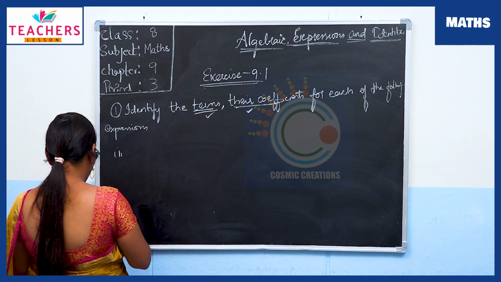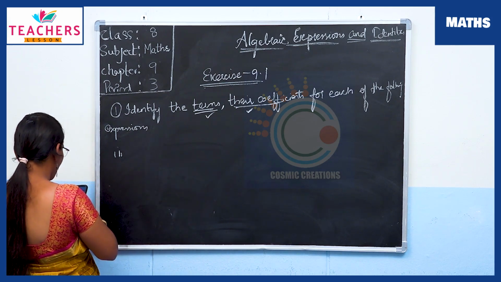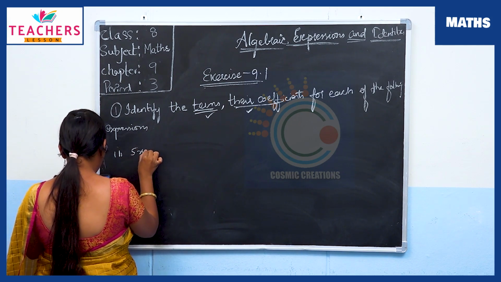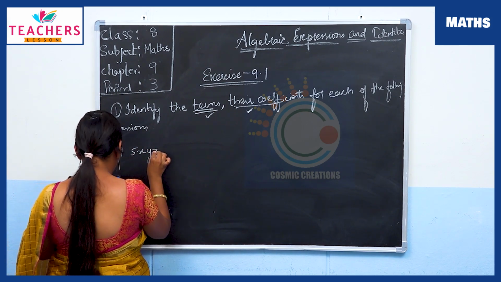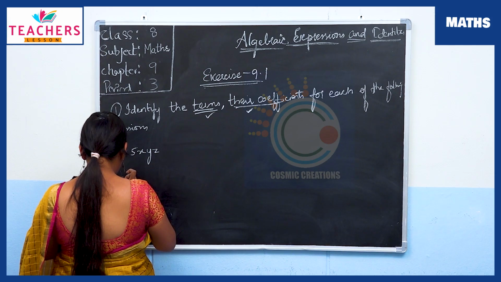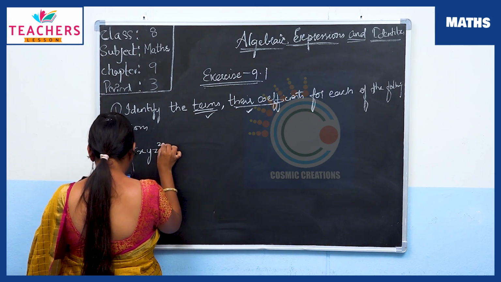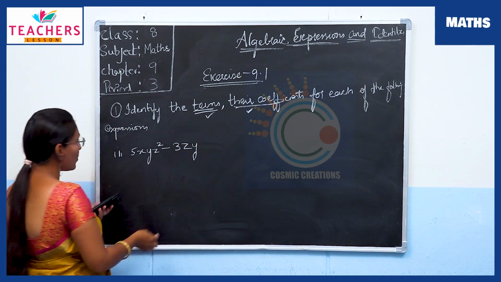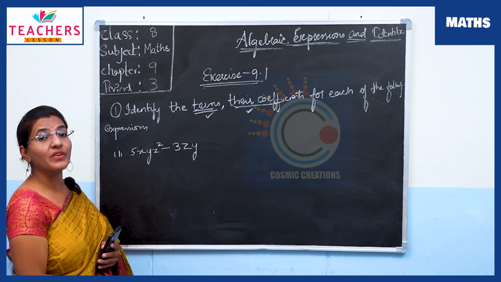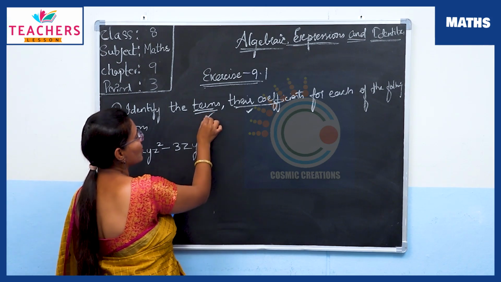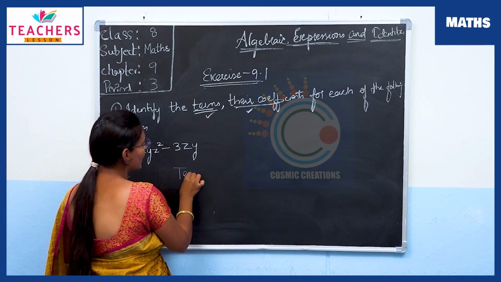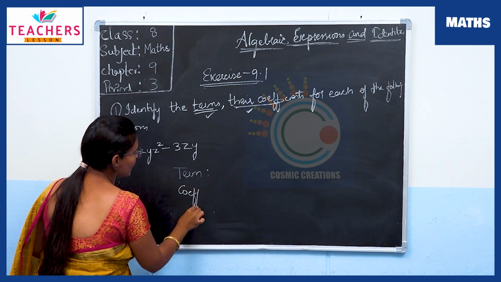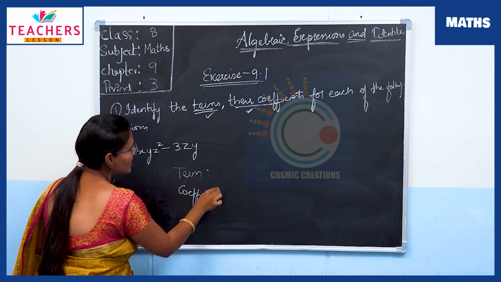What is the first expression, students? The first expression they have given is 5xyz square minus 3zy, right? So what are they asking to find out? They are asking us to find the terms in this particular expression and what the coefficients are, isn't it? So now can you say what is the term?